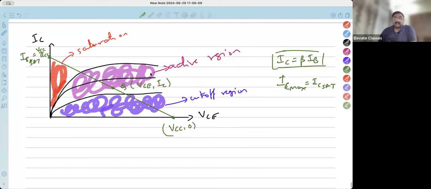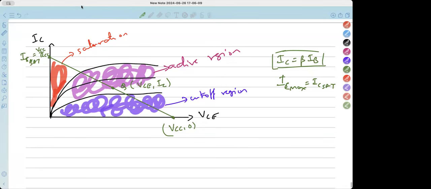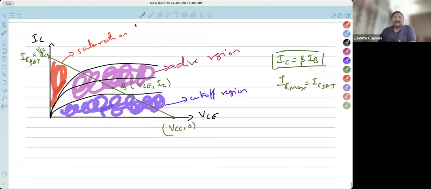So yes, any doubts in this output characteristics of a transistor? Does anyone have a doubt? Anyone has a doubt here? No, sir. Okay. We have done this. Please don't be so silent.